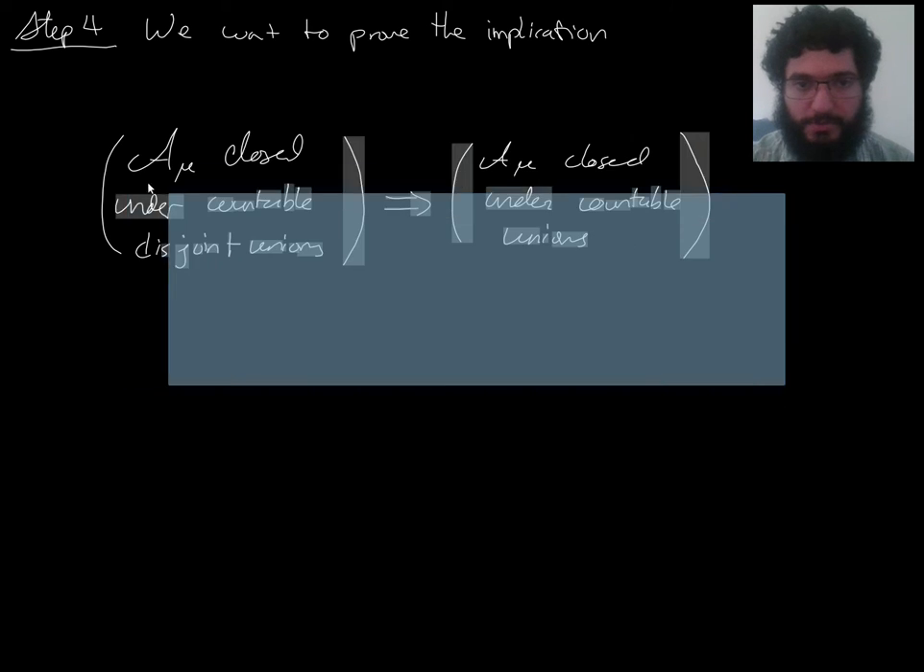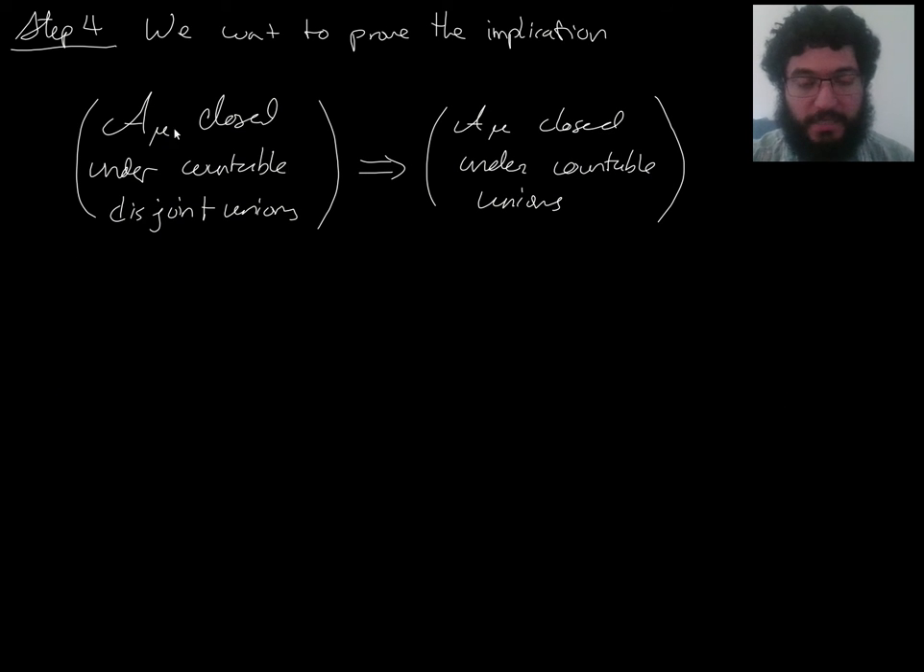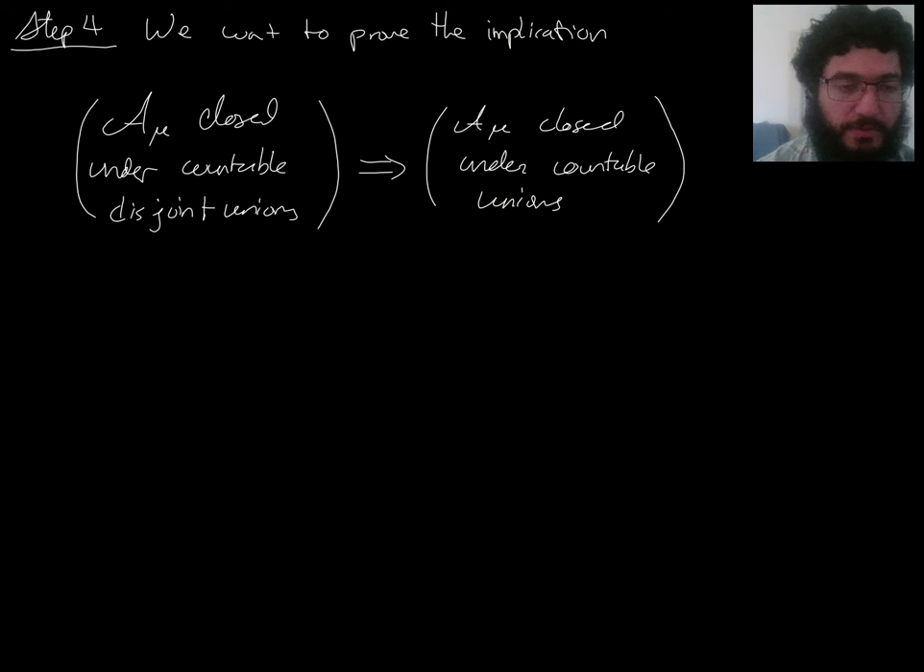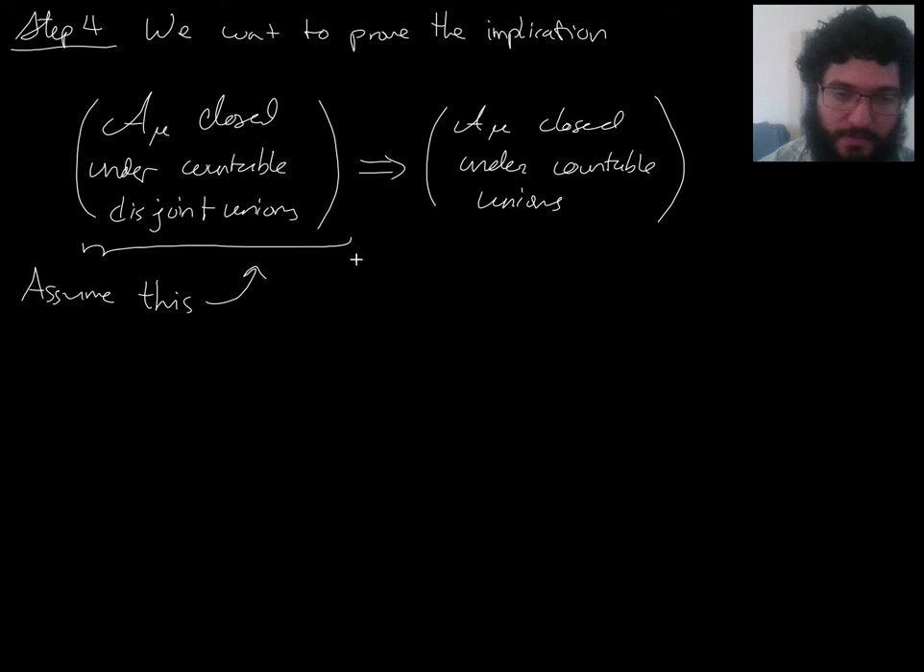So here is what we want to prove, this implication: if A_mu is closed under countable unions of pairwise disjoint sets, then A_mu is closed under countable unions of any countable family of sets. And this is a general idea that is going to work for any algebra of sets. So what we're about to do works for A_mu. You will see that it works because A_mu is an algebra of sets. So to prove the implication, assume this. Then we'll try to prove this.